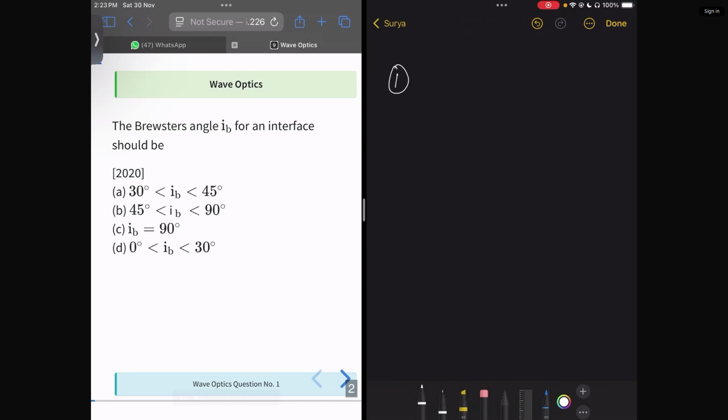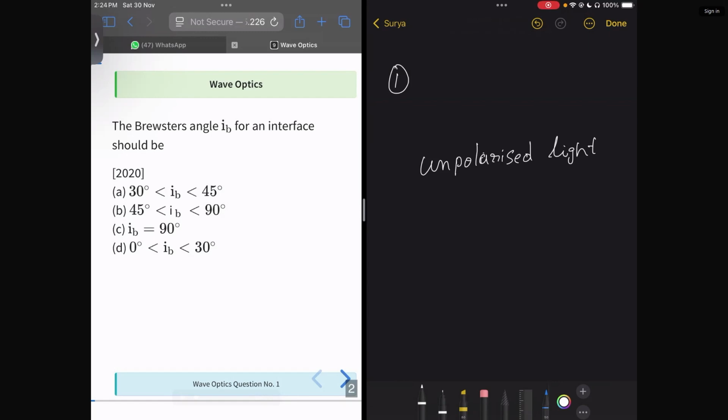So what is the Brewster's angle? According to Brewster's law, when a beam of unpolarized light is reflected from a transparent medium of refractive index mu2, and the reflected light is completely polarized at a certain angle of incidence, that angle is called the angle of polarization iB.